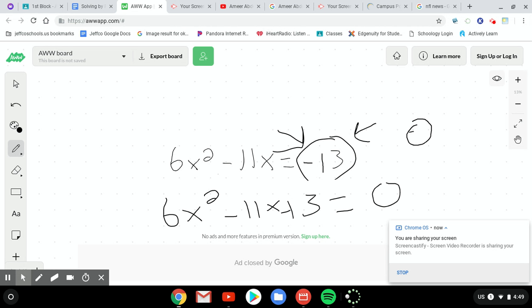So I got the problem written down: 6x squared minus 11x plus 13 equals 0. After we write it, then we're all done.